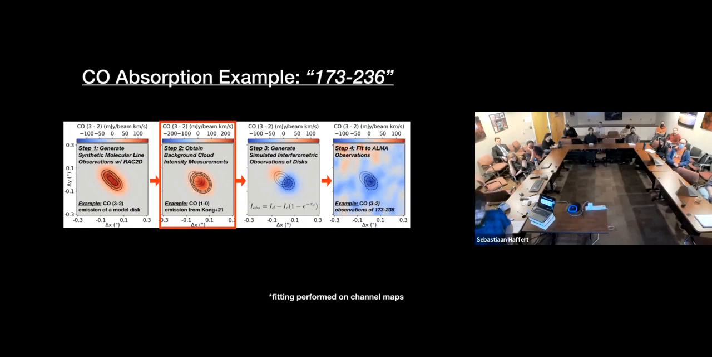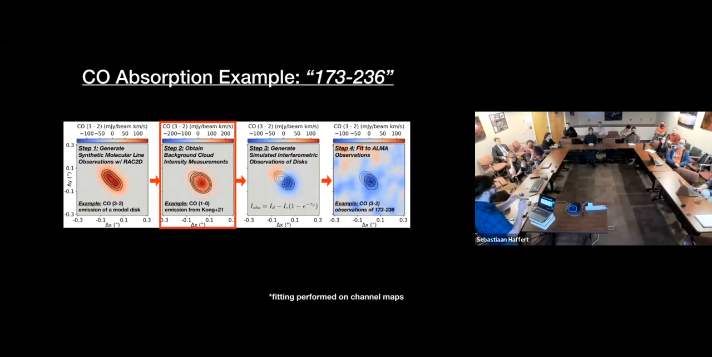Currently, there's no publicly available data set that probes extended CO emission over the same transition that we have our ALMA data for, which is the CO 3-2 transition. There is, however, this very nice publicly available data set that has mapped extended CO 1-0 cloud emission in the ONC. That data set is led by Shou Kang, who I think is somewhere in this room. They map the entire central region of the ONC in CO 1-0, and I use that data set to estimate the background cloud intensity towards all these absorption detections in my sample.